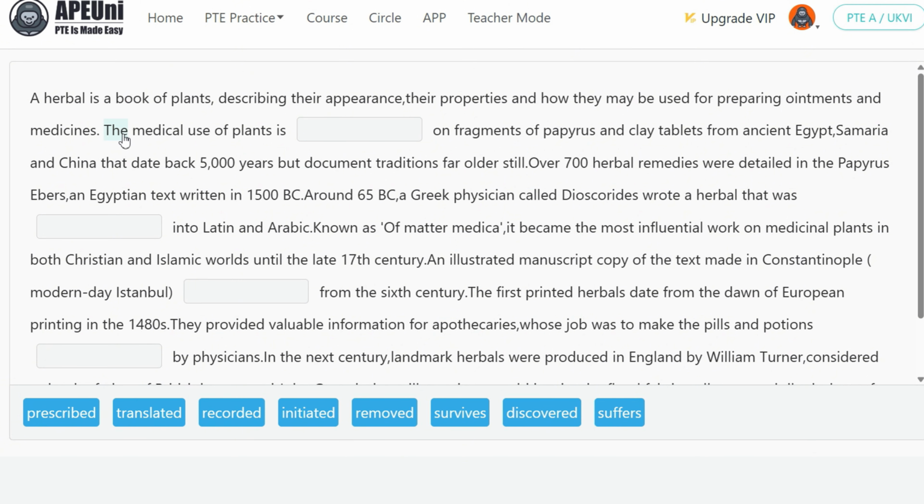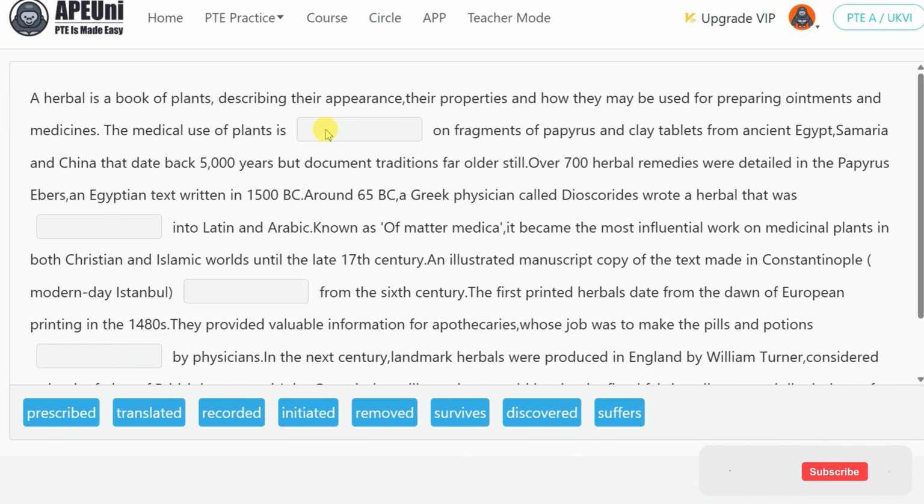Now let's start finding the right option. First of all, let's try to understand the tone of the sentence in which we are having the first blank. The medical use of plants is dash. In this tone, we don't have a subject who is performing the activity. That's why we say that it is a passive voice. Because of the passive voice, when you have is, you always go with the third form of the verb. We do have options prescribed, translated, recorded, initiated, removed, discovered, right? So third form of the verb. All of these verbs can fit in this blank. But let's try to find out which one is the right option.